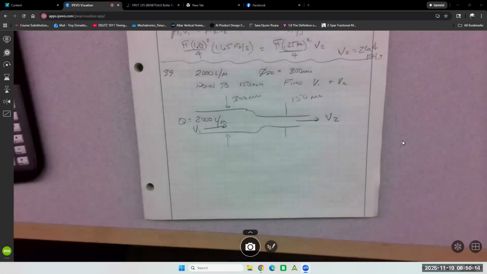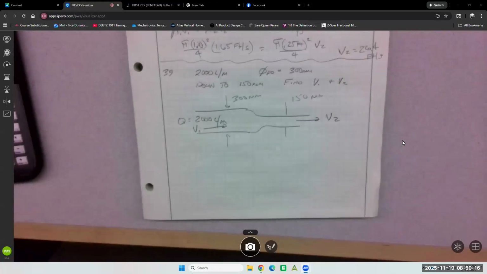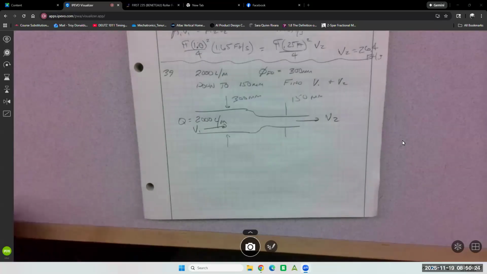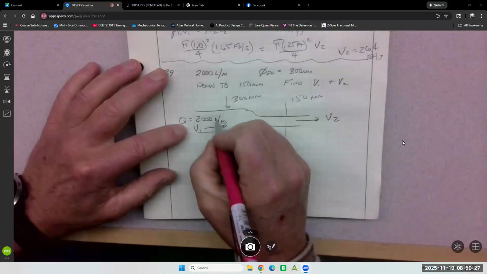Did you draw pictures for each one? Yeah, it's a good idea to draw pictures. As they get more complicated, you're definitely going to want to draw that. All right, so we know Q in liters per minute.